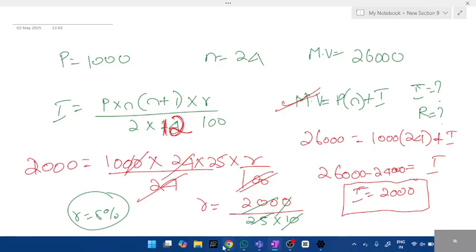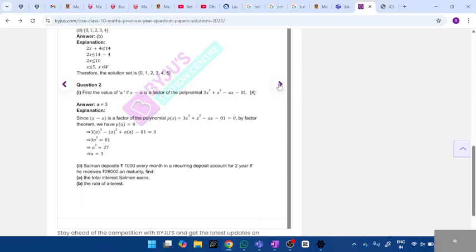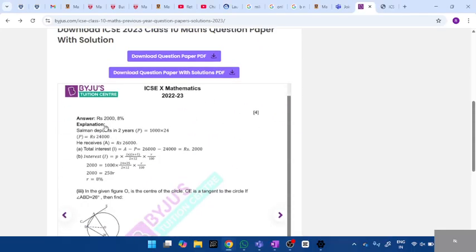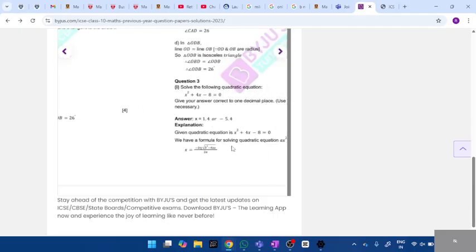Yes, sir. Yeah, 4 marks question. Let's see the solution. It's the same. You write it like this, you get full marks. Very good. 2000, 8%. Salman deposits. Usually they calculate separately. Principal is 24. Remember this concept, students. The meaning of principal is whatever they deposit into time. Total value is 24 and 26. So 2000 interest is given. 8%. Okay, good. Next question.